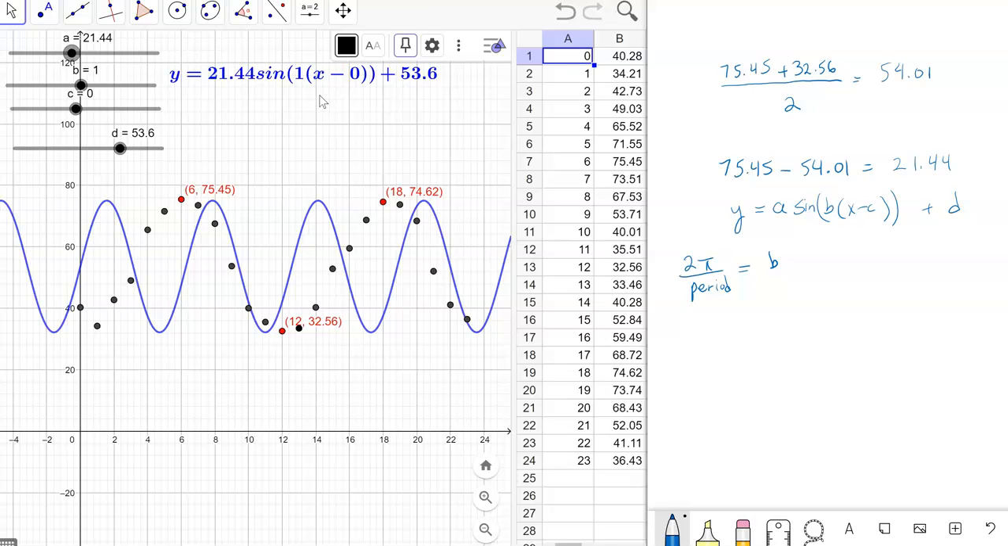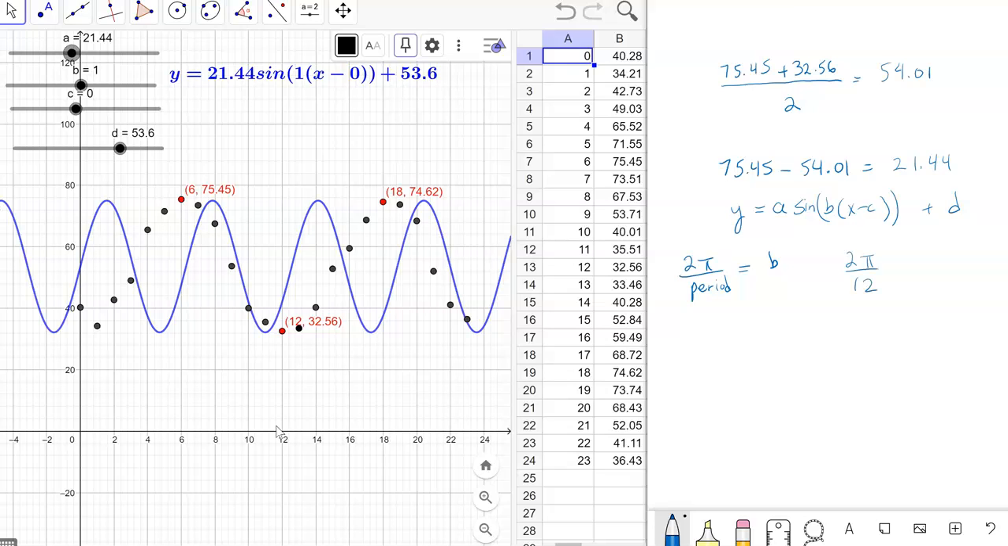Or 360 degrees. In this case, we're not measuring our data in degrees, so I'm just going to stick to the radian. So I have to take 2 pi and divide it by the period. And in this case, I know what the period is going to be. It's a year, which would be 12 months. And our units are in months, right? So I got to take 2 pi and divide it by 12.